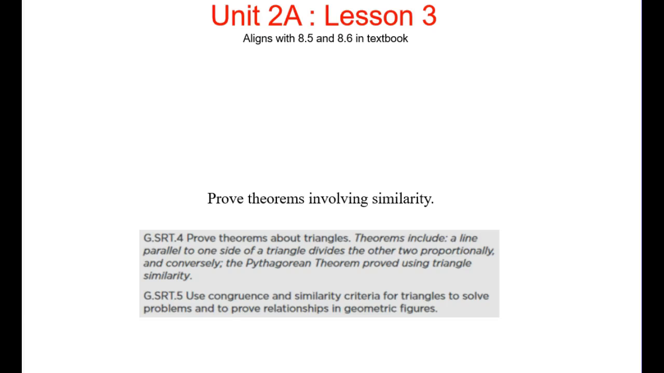Unit 2A, Lesson 3. This lesson will align with 8.5 and 8.6 in your textbooks. Two standards we are going to cover in this lesson.